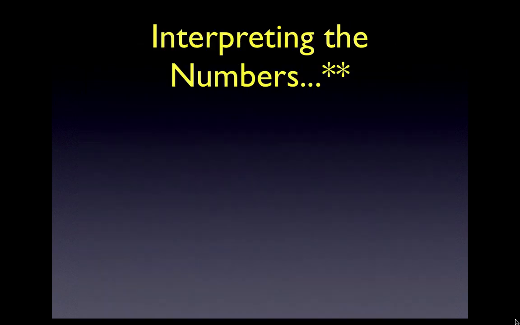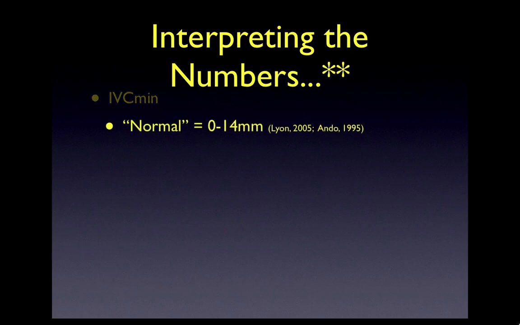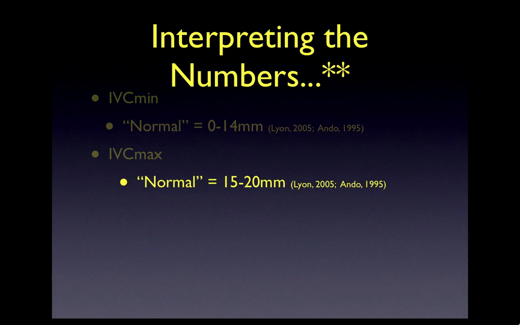So, interpreting the numbers, why do I have an asterisk next to the title of the slide? The reason is, as we discussed initially, the numbers can be quite challenging to interpret because of the very broad and diverse range of literature and the many different patient groups that make up the data. So let's just go through some specifics. With regards to the IVC min diameter, the minimal diameter that's reported as normal ranges from approximately 0 to 14 millimeters. The maximal diameter that's reported as normal ranges from 15 to 20 millimeters.